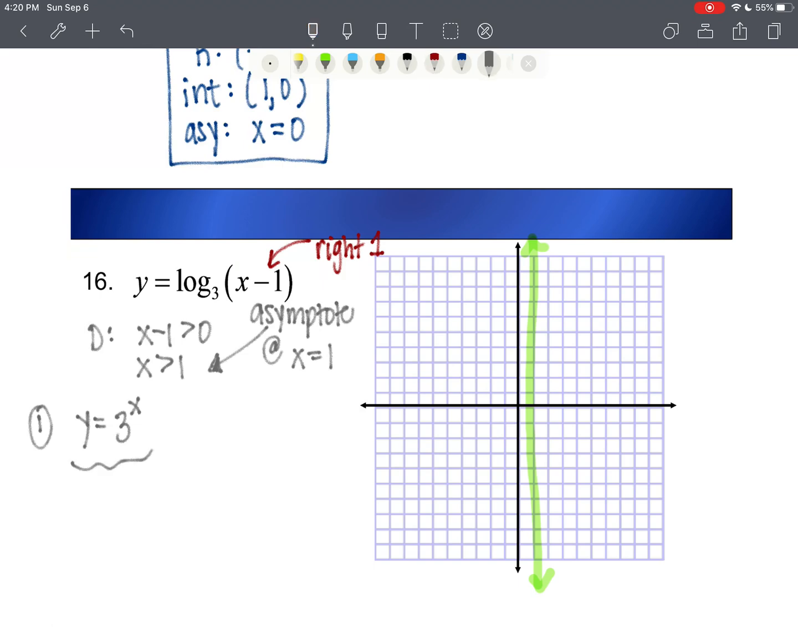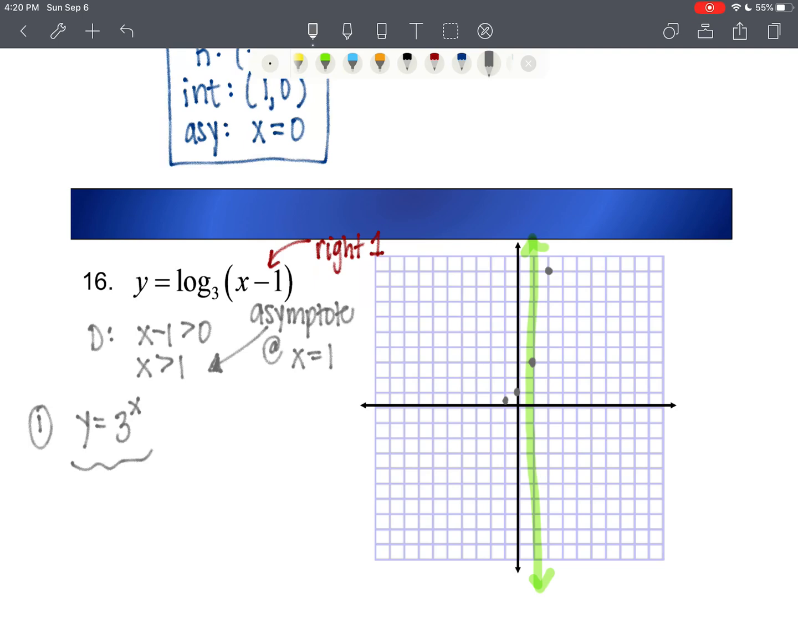So I'm going to plot these in gray. Negative 1, 1/3, 0, 1, 1, 3, and then 2, 9. And I'm probably going to go back and erase them because I don't want them to be part of my graph. They're just there as a guide. And now I'm going to reverse the inputs and outputs and then shift right 1. Because this is going right 1, all of my x values are going to add 1.